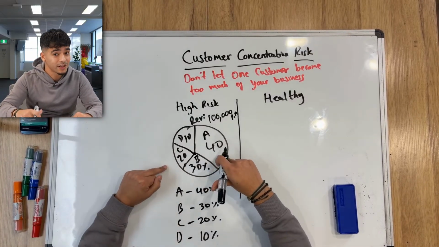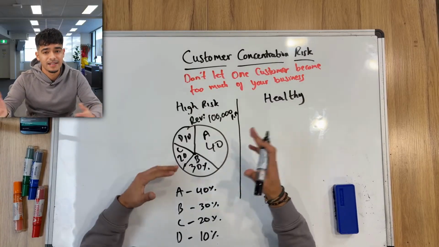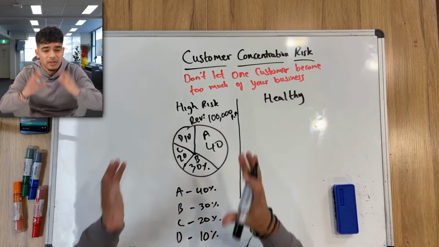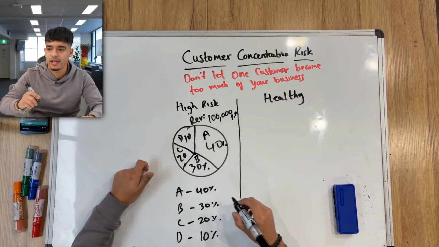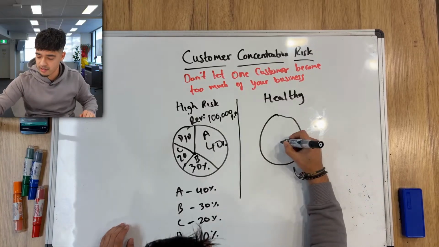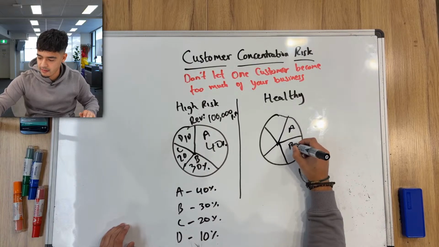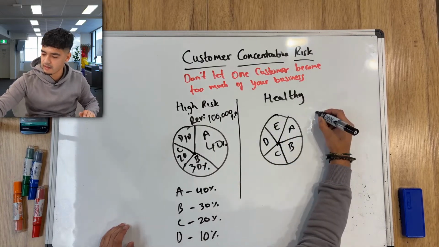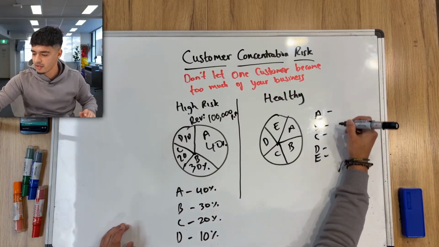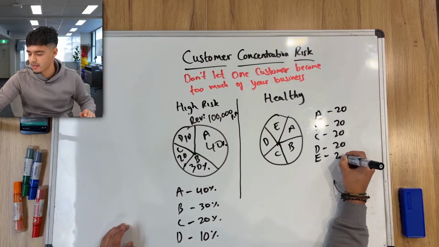What do you think is going to happen when that 40% customer goes away, or they moved cities, or they pass away, or something happens, that 40% customer goes, what do you think happens? But let me give you another scenario before I continue explaining. Here's the healthy side. A, B, C, D, E. This is the healthy side of your business, which is 20%, 20%, 20%, 20%, 20%.